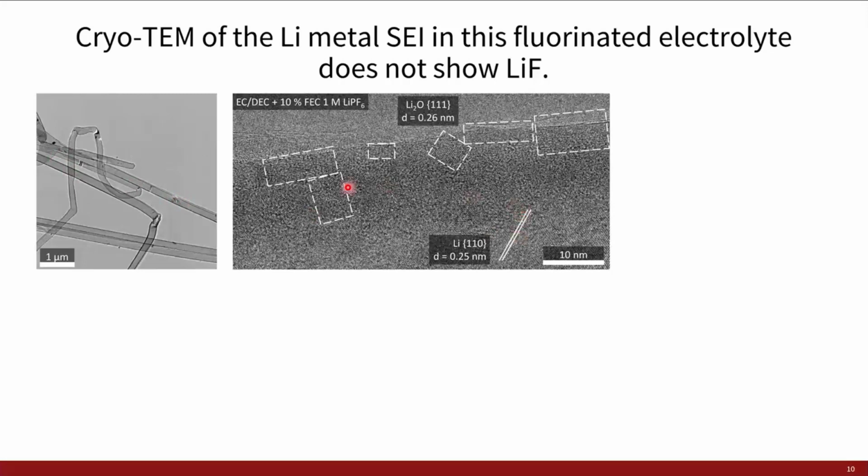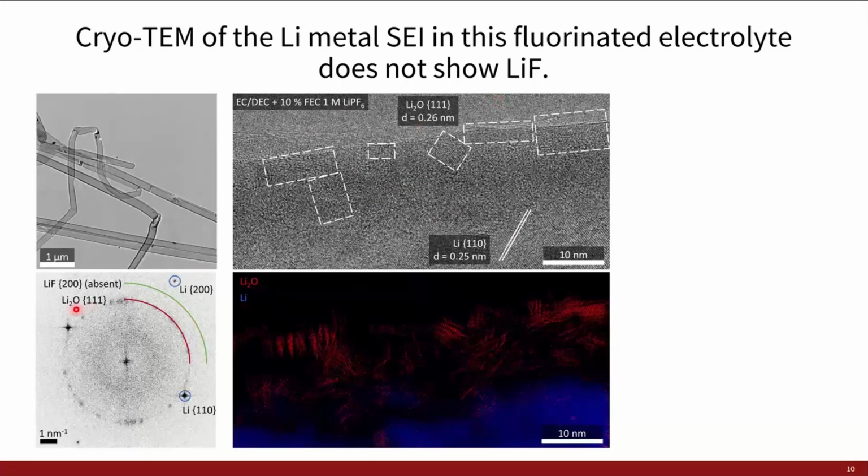And by looking at the SEI, we can see that it consists, as we observed before, of oxides and carbonates embedded in an amorphous matrix with lithium metal down here, vacuum out here. And looking at the Fourier transform, we can see that there is crystalline lithium oxide, but there isn't really any crystalline lithium fluoride within this image.